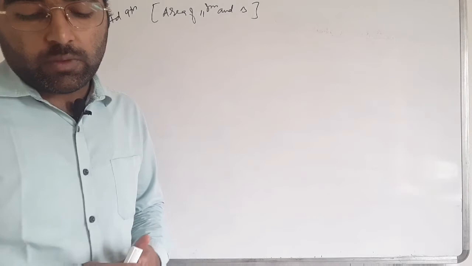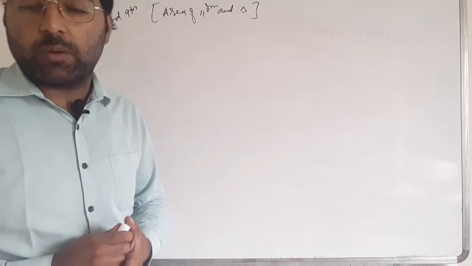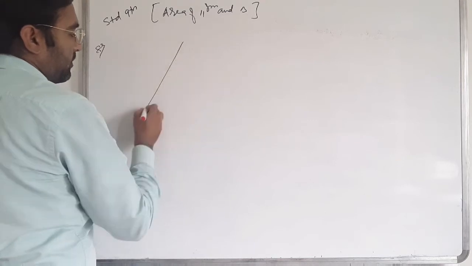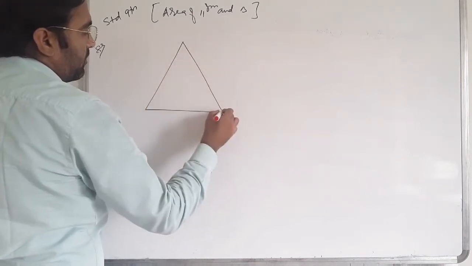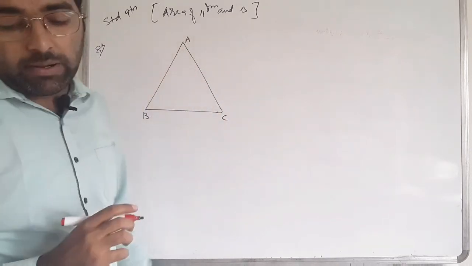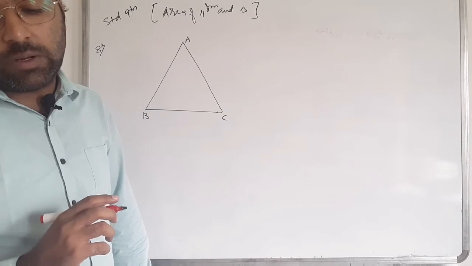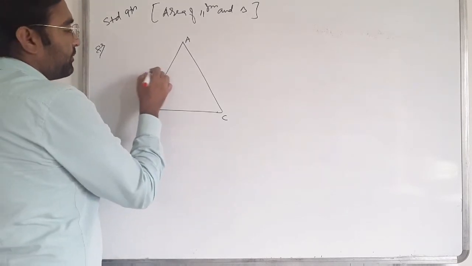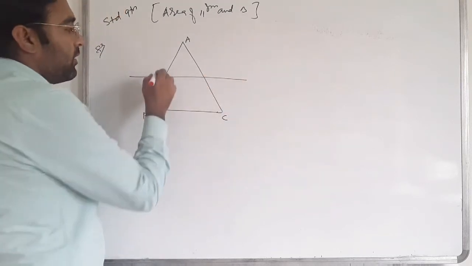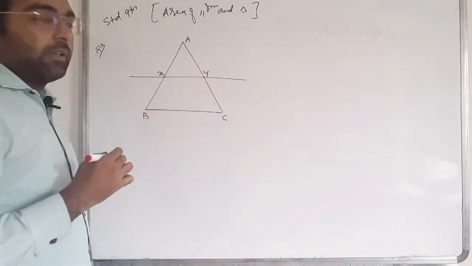Question number 8: XY is a line parallel to side BC of triangle ABC. So first of all we have to draw the triangle ABC. XY is the line parallel to the side BC of triangle ABC. XY is the line parallel to BC. Clear that?